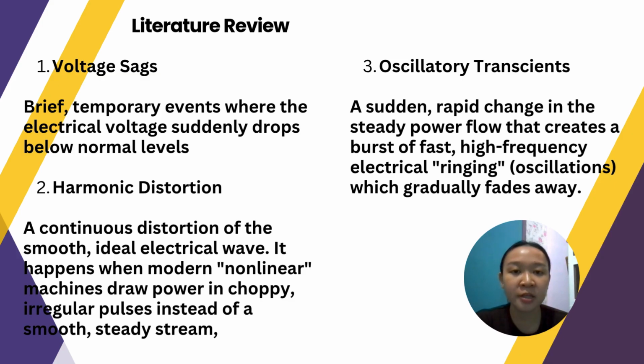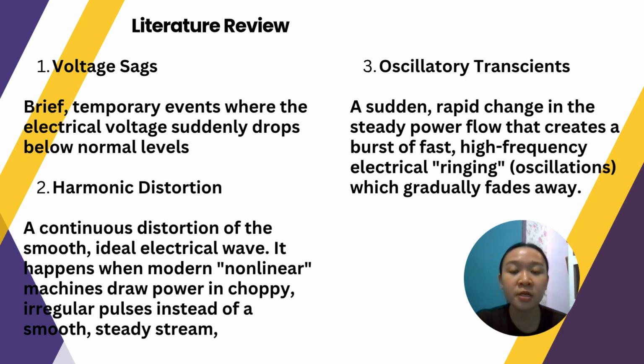So there are three highlighted disturbances in this project. The first one is the voltage sag. It is known as a brief temporary event where the electrical voltage suddenly drops below the normal level. The second disturbance is known as harmonic distortion. It is a continuous distortion of the smooth ideal electrical wave. It happens when a modern nonlinear machine draws power in a choppy, irregular pulse instead of a smooth, steady stream.